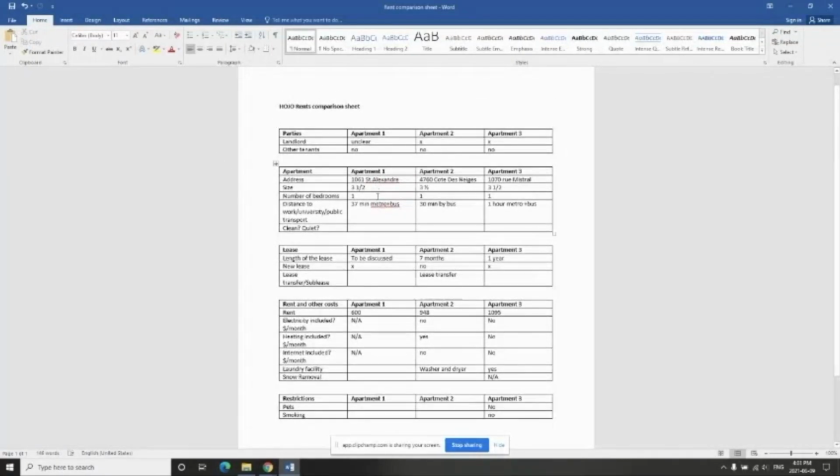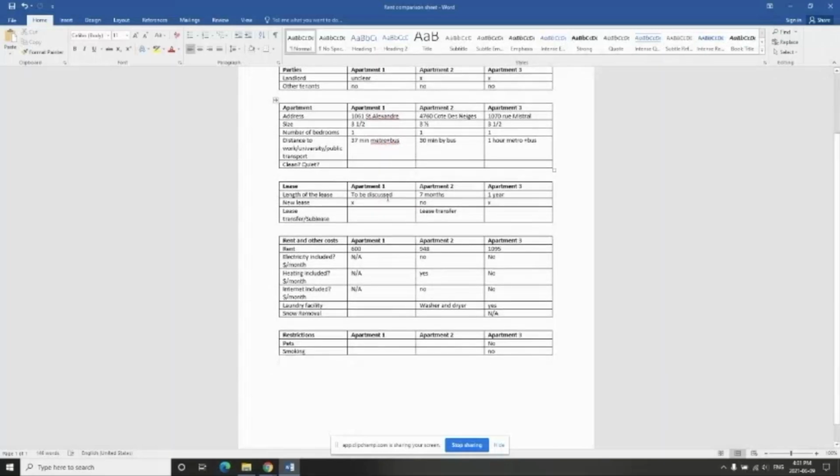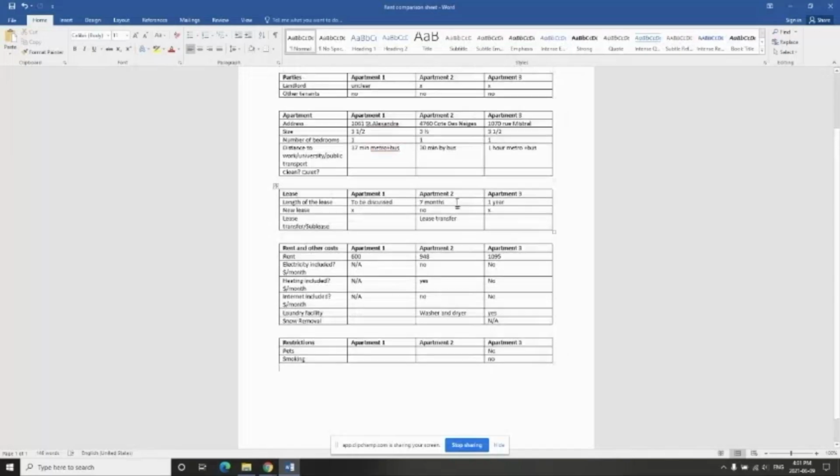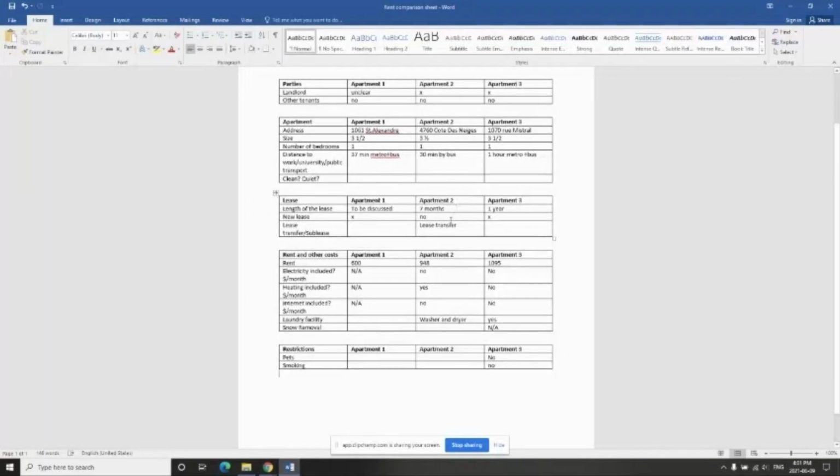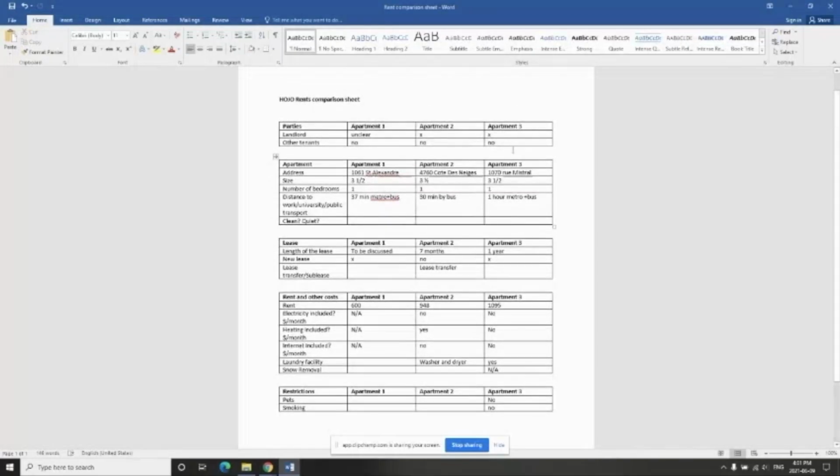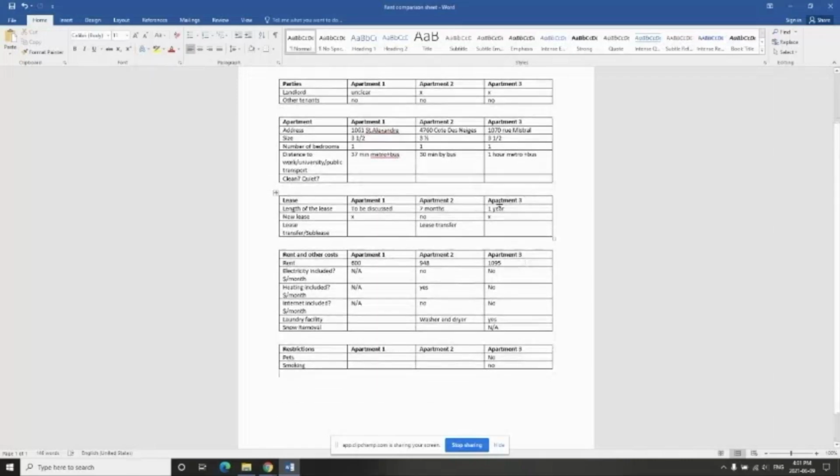For the first one is unclear, it's to be discussed, but most probably is going to be a new lease. For the other one from HOJO, we know it's for 7 months, it's not a new lease, it's a lease transfer. And the third one on Kijiji is for 1 year and it's a new lease.